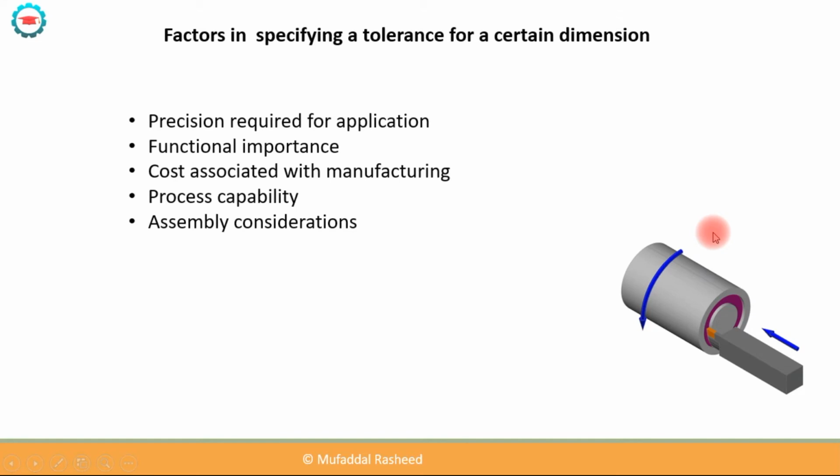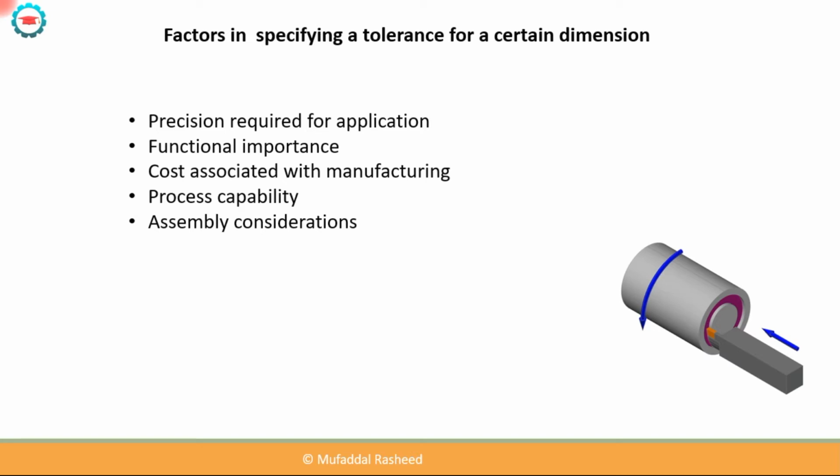So the first factor is the precision required for the application. There can be applications which require very high precision, very close tolerances, that is, the tolerance range is very small, like in micrometers, or there can be applications which require very open tolerances. The tolerance range can be in the range of 1 mm, 2 mm, especially in the case of castings. So depending on the application, these precision ranges can vary.